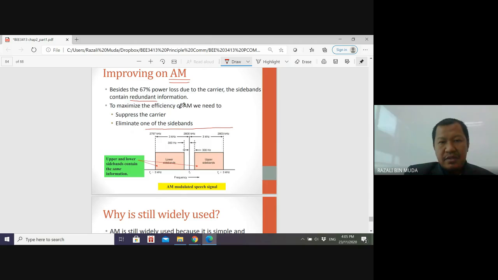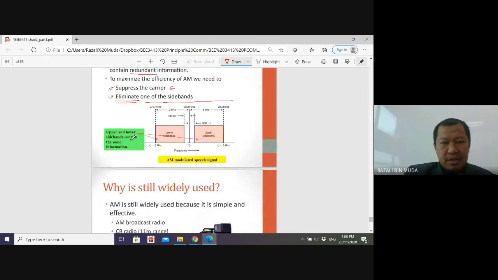To maximize the efficiency of AM, one, we need to suppress the carrier. We need to remove the carrier because the carrier doesn't bring any information. So we don't really need that. Second, eliminate one of the sidebands. If you want to improve further, after removing the carrier, we need to remove one of the sidebands. Upper and lower sidebands contain the same information, so we need only one.